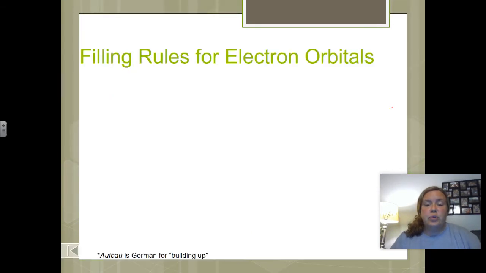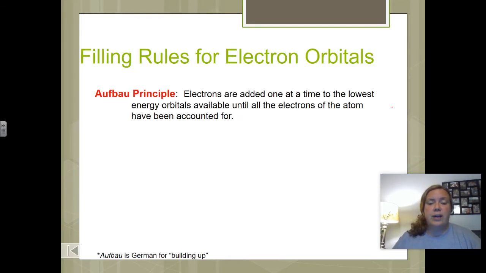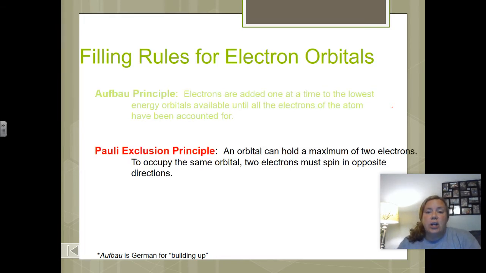Now, the filling rules for electron orbitals. We have 3 rules. First one, again, is the Aufbau principle. That's where the electrons are added one at a time to the lowest energy levels available until all the electrons have been accounted for. Then we have this good old Pauli exclusion principle.